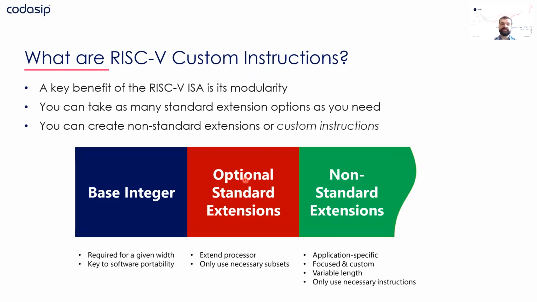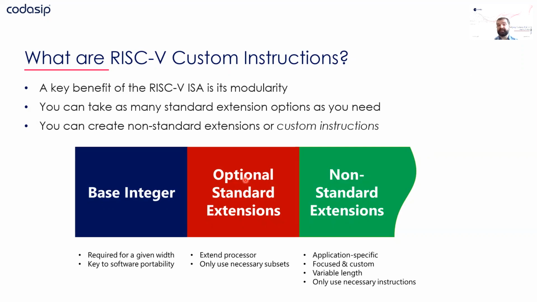Either you work with 16 registers or 32 registers, and then there are a couple of optional standard extensions, the ones that are ratified already or will be ratified in the future, such as M for multiplication and division, or C for compact instructions, or floating point operations. So then you can pick and choose the combination that you need for your application.